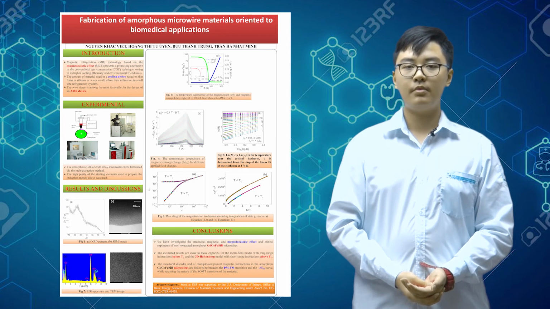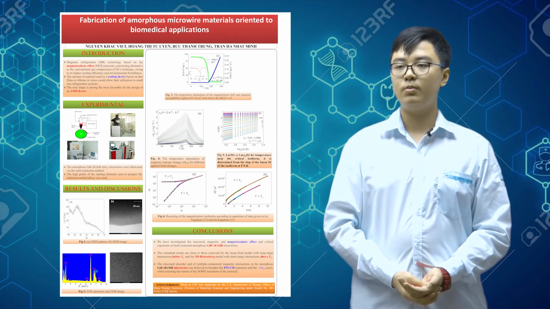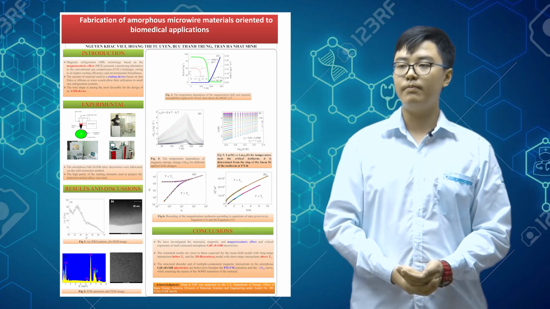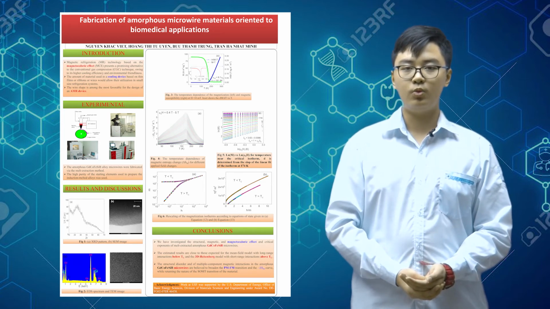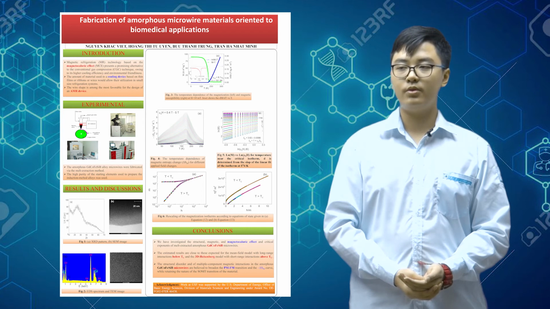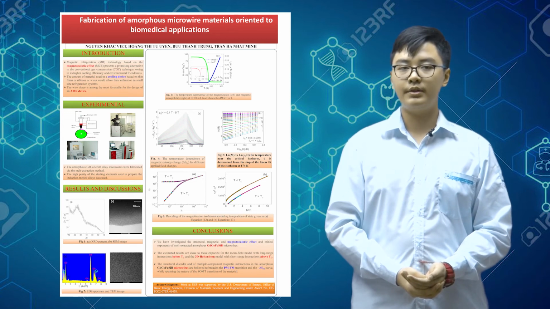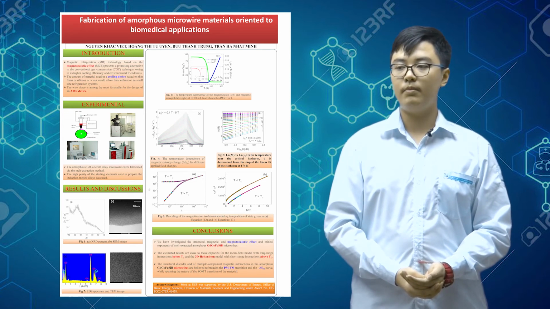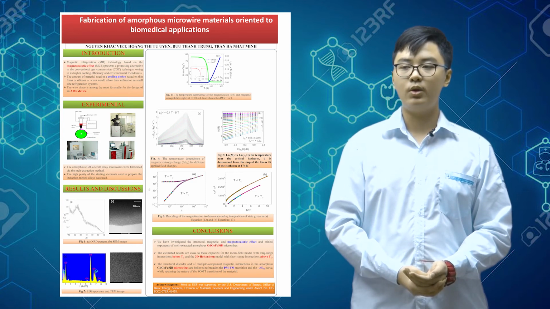To evaluate the MCE of the microwires, we measured a set of isothermal magnetization curves versus mu0H at temperatures ranging from 30 to 262 Kelvin, with delta T equal to 4 Kelvin, at different field changes from 0.5 to 5 Tesla. Delta SM max was calculated to be around 5.9 joule per kilogram Kelvin at around 134 Kelvin.